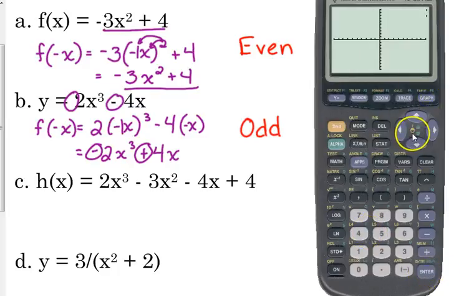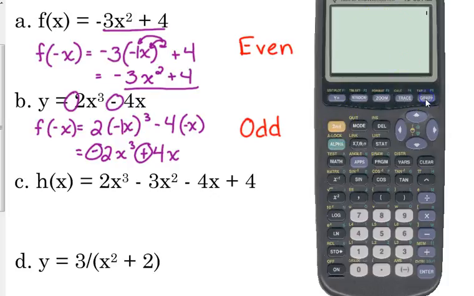Okay, if we look at the graph, well, it's definitely not even because it's not a mirror image. And it's not odd either because if we rotate this around, it's going to look close to it, but it's not exactly the same. The other thing, it doesn't go through the origin. It does not pass through the origin. So this one is neither.